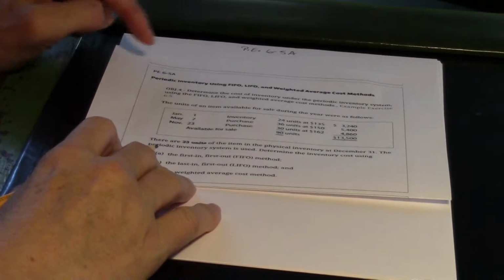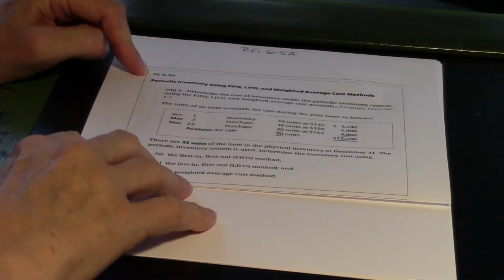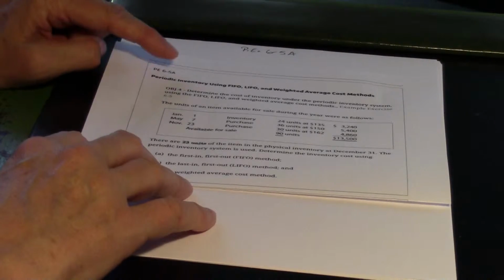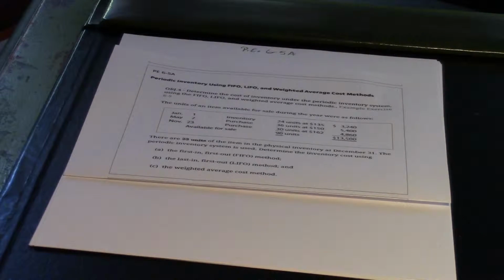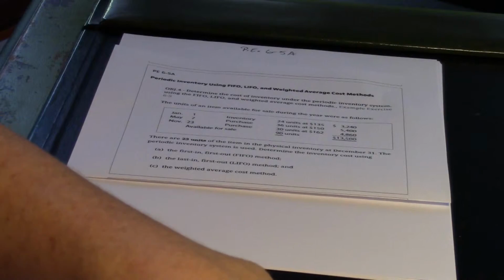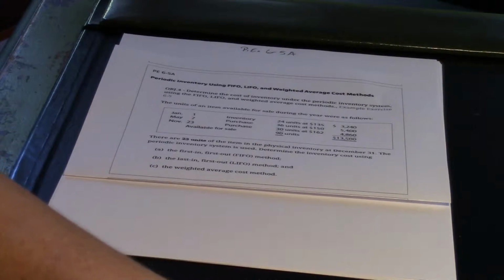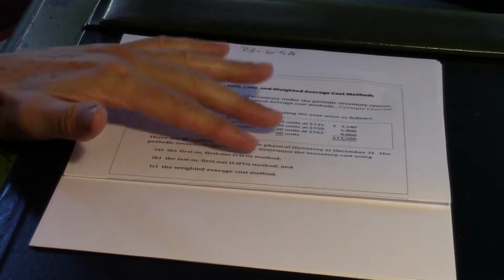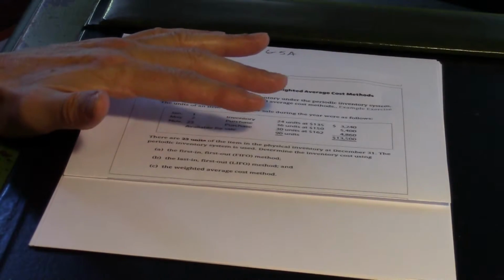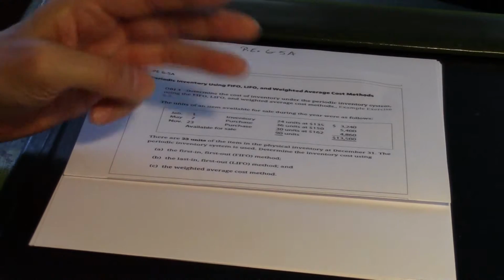All right, we are going to work practice exercise 6-5A. So in this chapter, chapter 6, we are learning how to calculate the inventories based on a periodic inventory system. And we have 3 different methods.